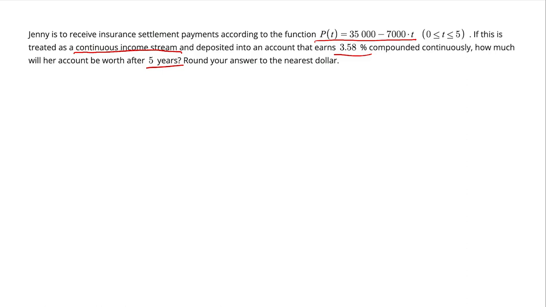Okay, so given that this is a continuous income stream, I need to use this formula. So we're integrating from 0 to t, so t in this case being 5 years. And then we have our function, p of t, that gives us the settlement payment structure, if you will. And then we take e to the r, the interest rate, in decimal form, I should say.